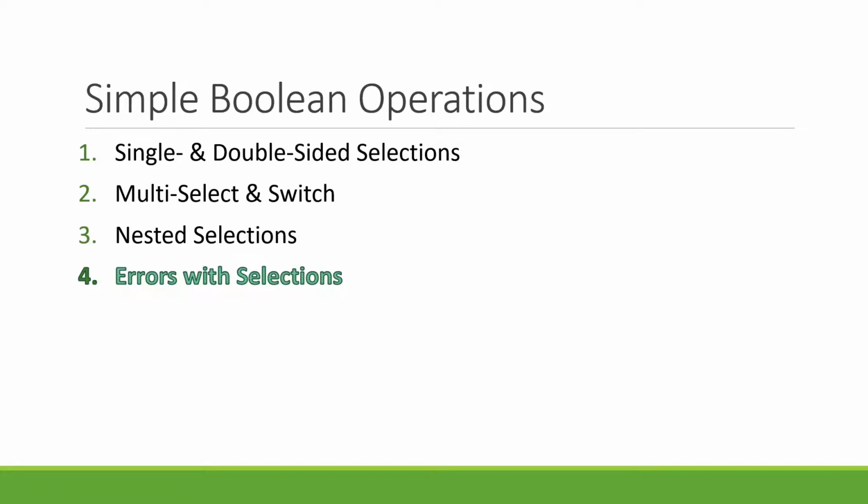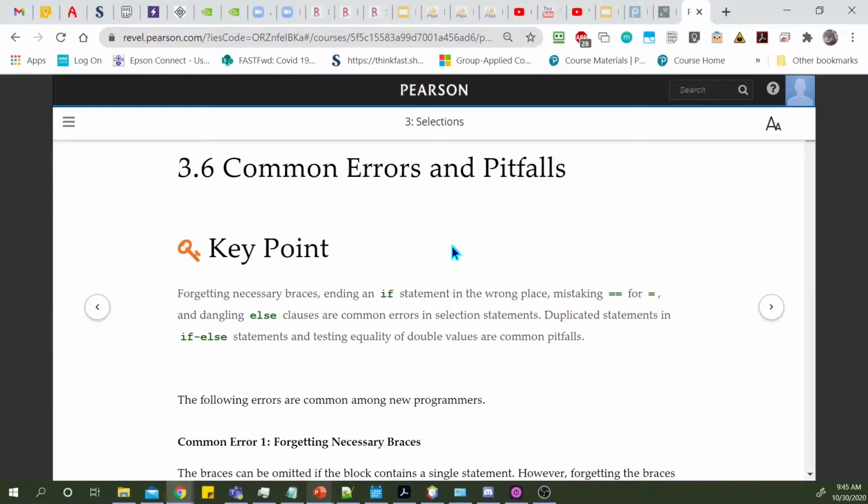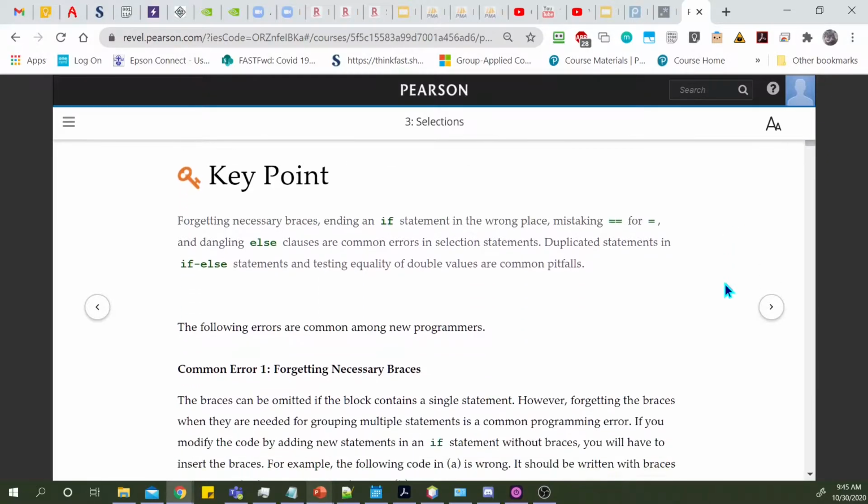If you go to chapter 3.6 of your text, you'll see that they go over some common errors and pitfalls with selections. In fact, later in this course, and even in Java 2, I will often refer you back to this chapter when I see something being done incorrectly. So bookmark this chapter and take notes on it so that you don't forget the content. Now, some of these things we've already discussed in previous videos, but some of these are also new, so let's go over each one.